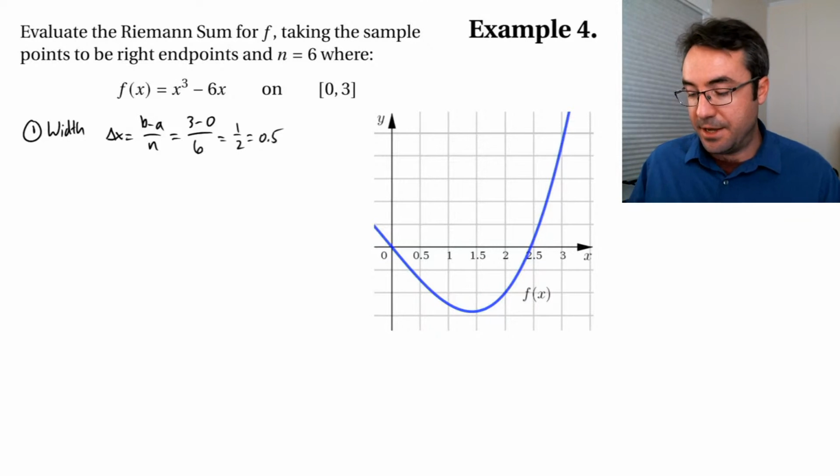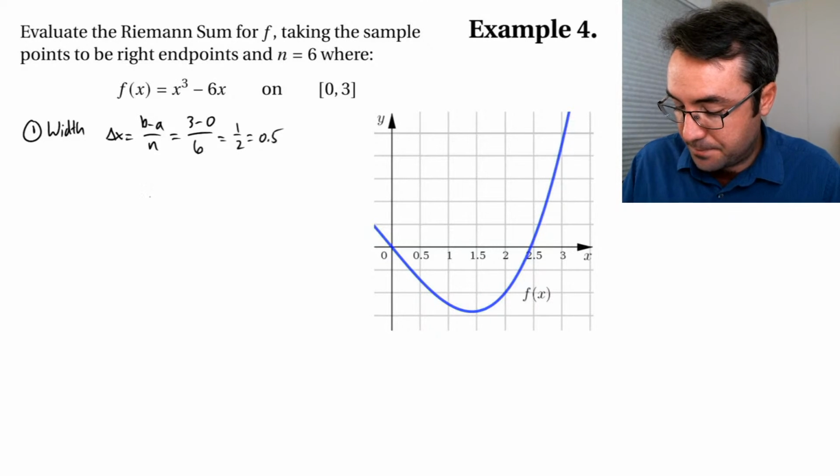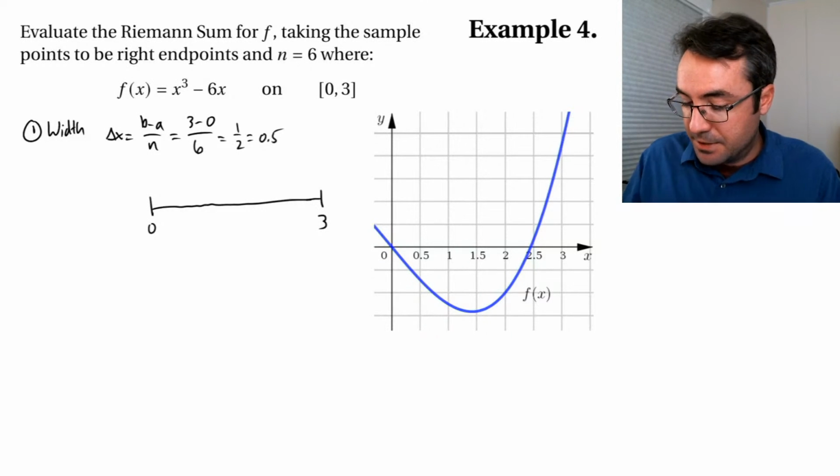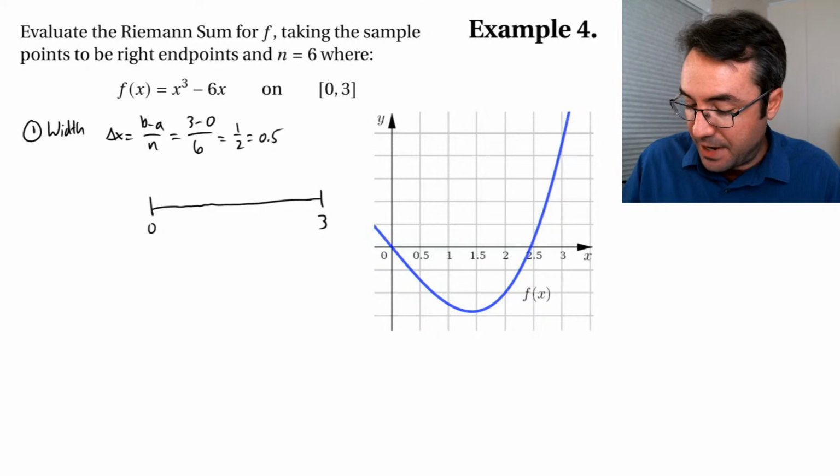So we have this interval from 0 to 3. And what we're going to do is break this up into 6 pieces. In order to do that, we're going to make 5 cuts. And hopefully I can get these. Nope.